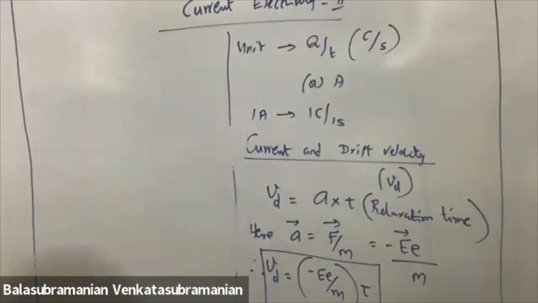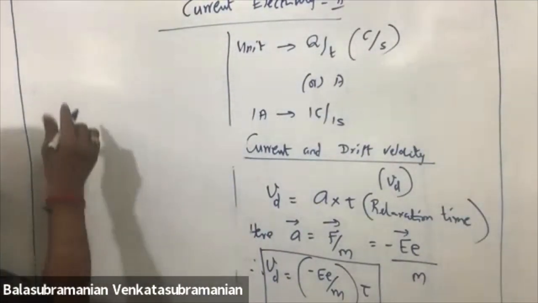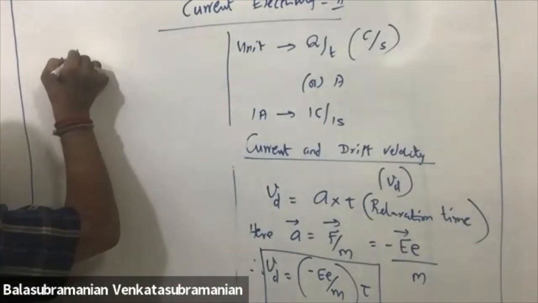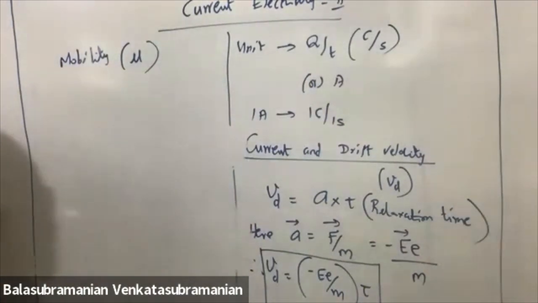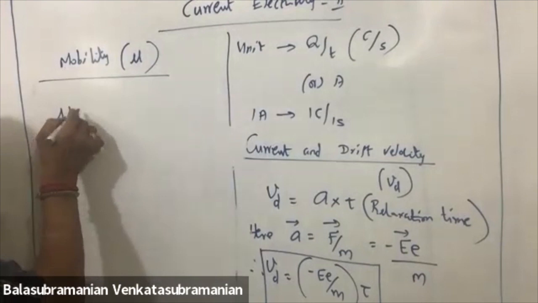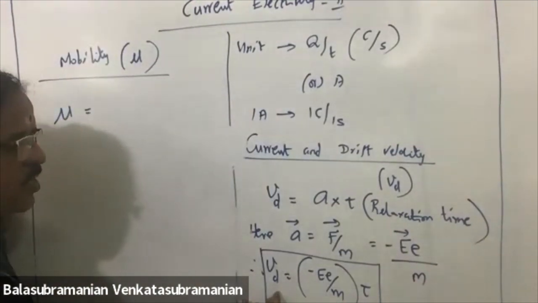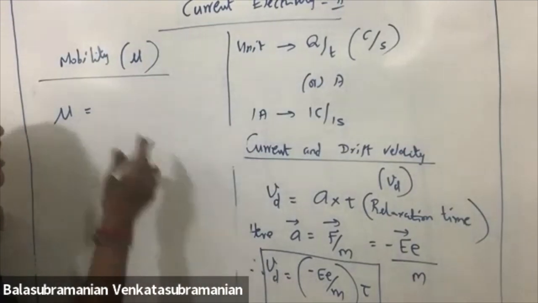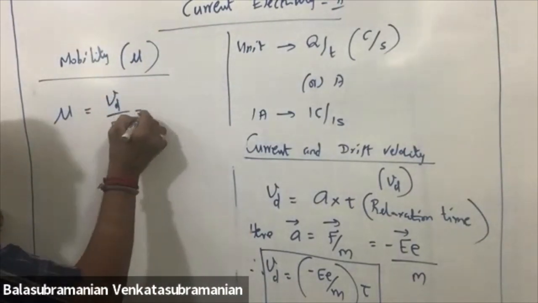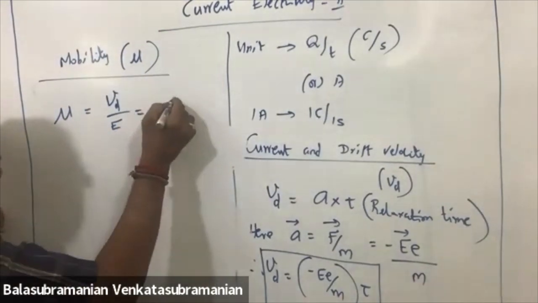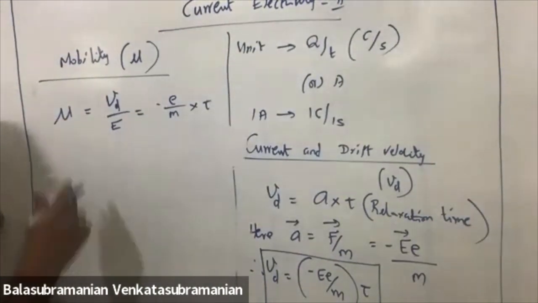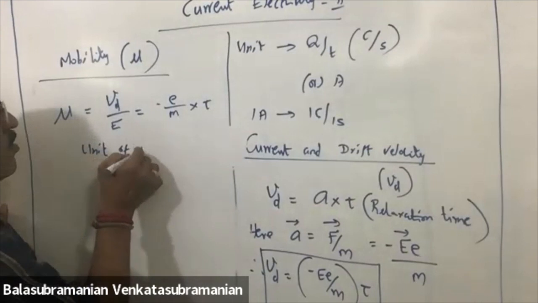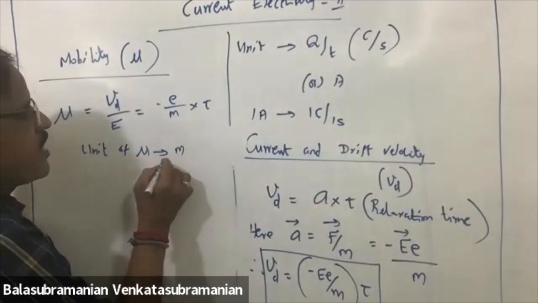Now, one more term we are going to discuss here, that is mobility, represented by mu. What is mobility? Drift velocity per unit electric field, Vd divided by E. So I can write minus e by m into tau. Unit of mu: velocity is meter per second.